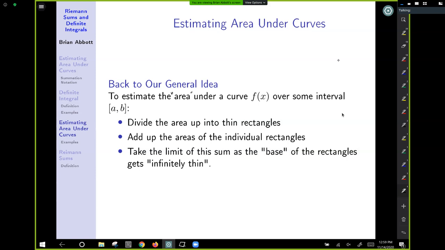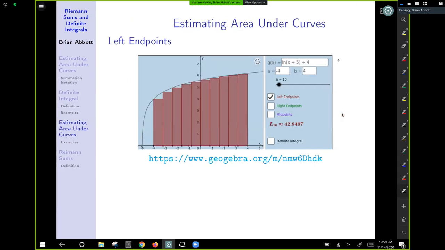So let's look at an example here. We can actually do this process. We can take some example function and we can do the math. We can divide up the interval we're interested in. In this image, A would be over here at negative 4, and B would be over here at positive 4, as shown here.